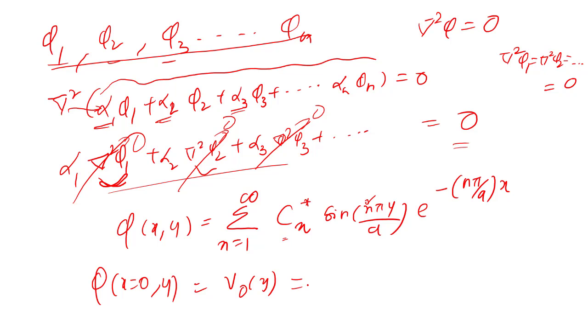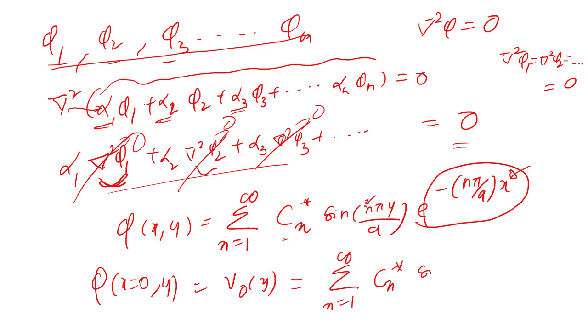At x is equal to 0, this term is just 1. So we have Cn star sine n pi y by a. So this is the third boundary condition. This is what is going to help us find Cn, right? So the equation that we now have is the sum from n is equal to 1 to infinity of Cn star sine n pi y by a is equal to v0 of y.